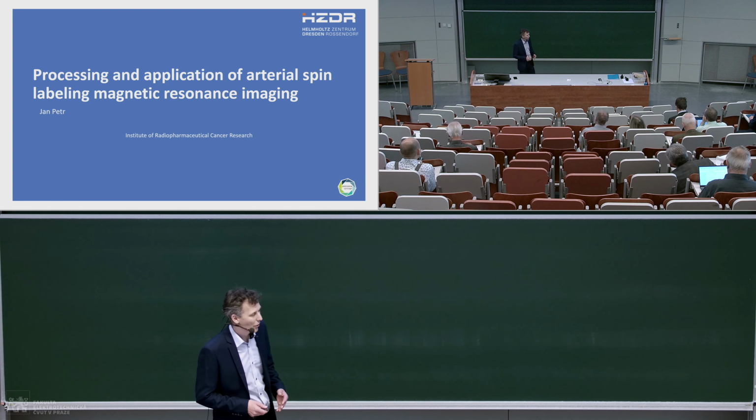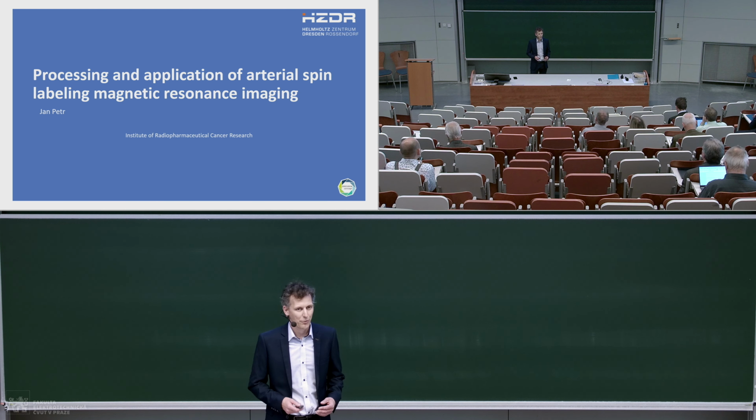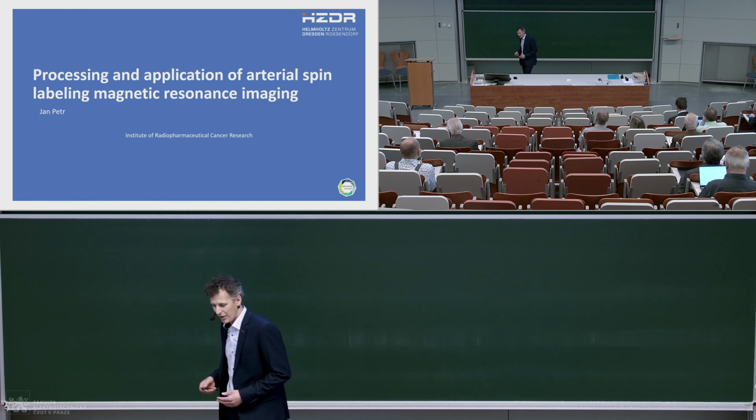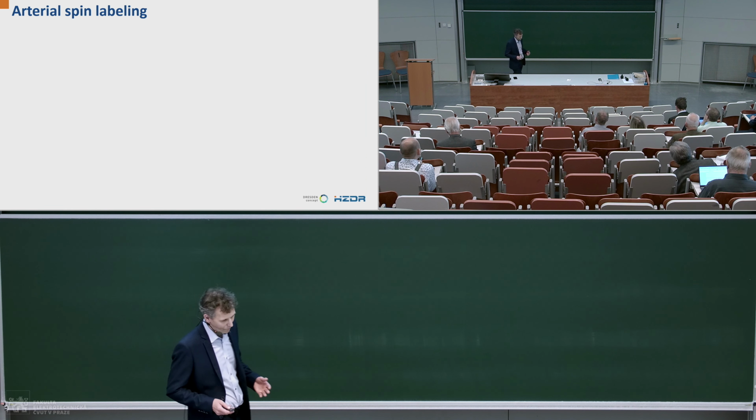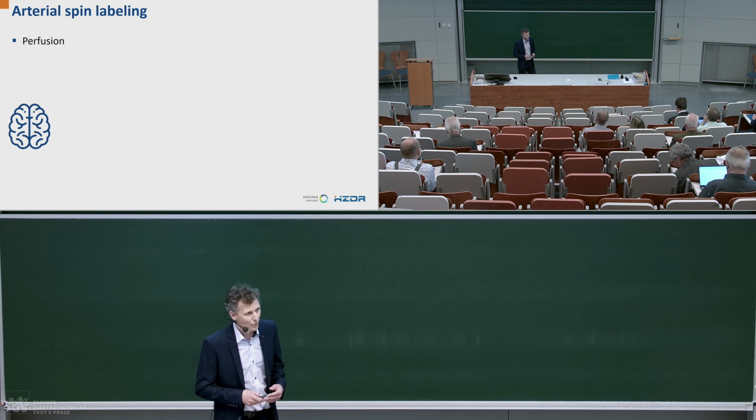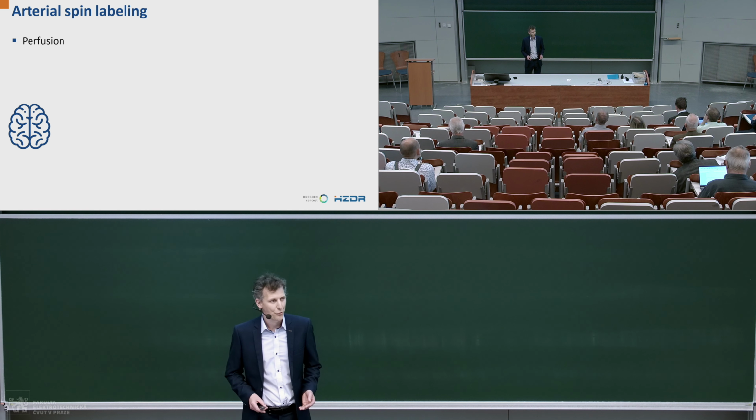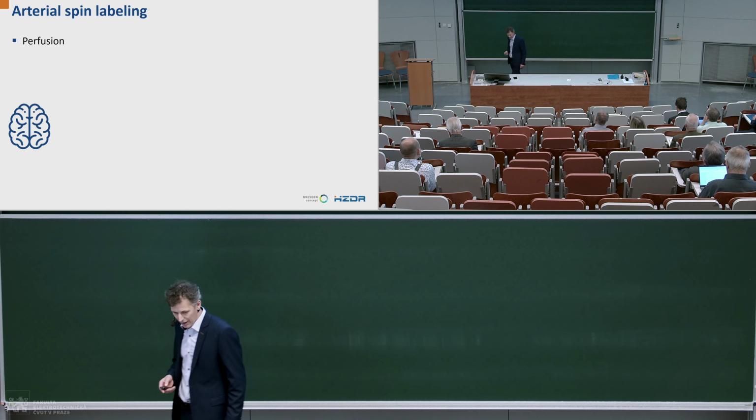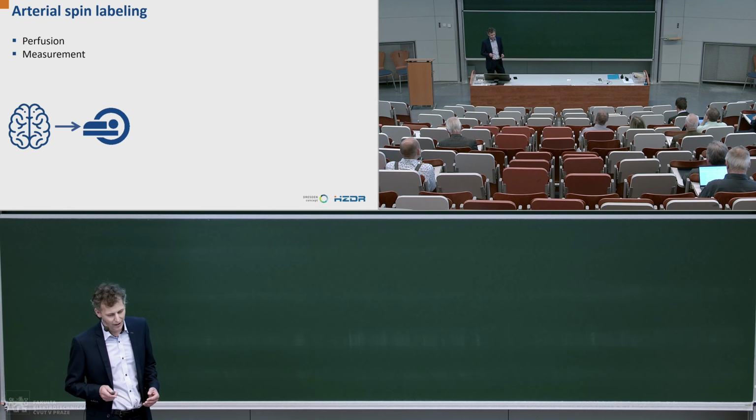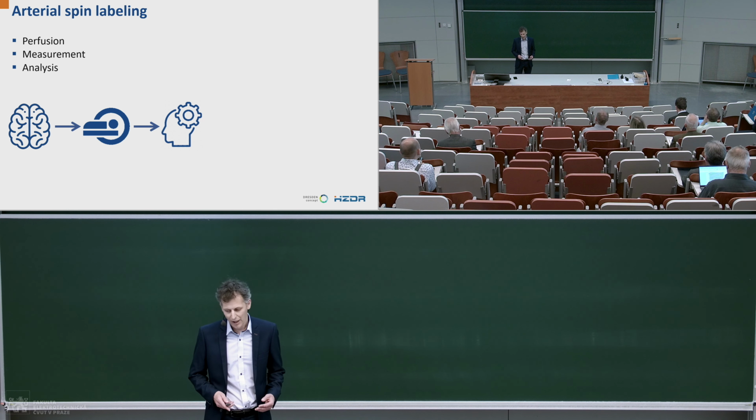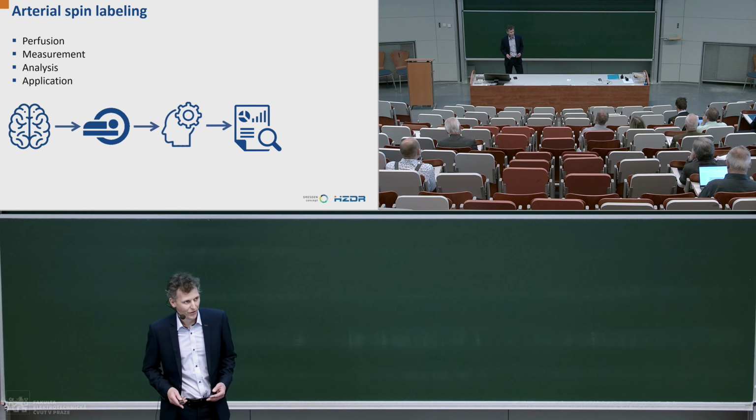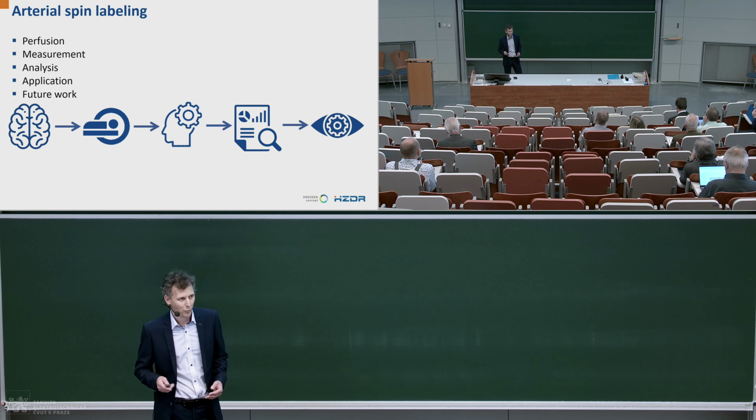So the talk and my research is mostly about arterial spin labeling, which is an imaging modality for imaging perfusion. Let me first explain a bit what I'll be talking about. First, I'll explain some basics of what perfusion is, what it is useful for, how we can measure it, what the challenges associated with working with and analyzing this data are, what the applications are, and I'll also later on talk about my current research and my future work.